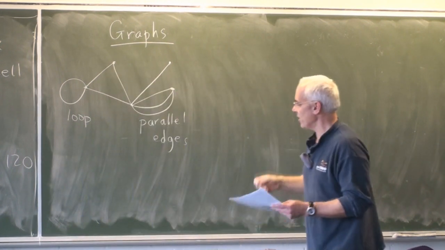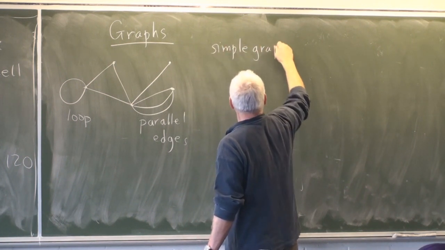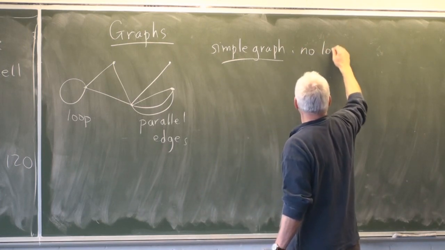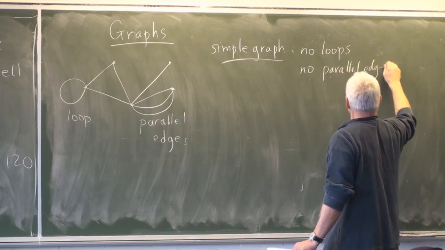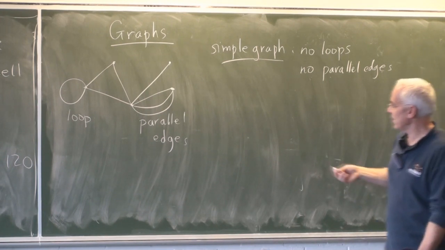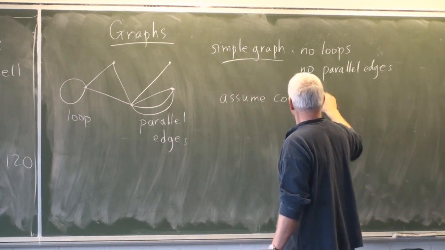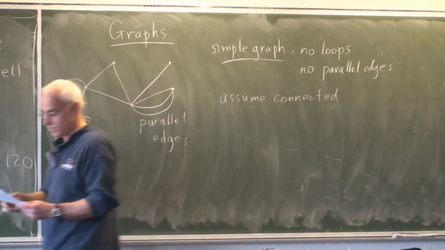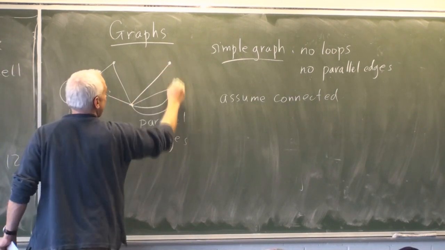Loops and parallel edges are not always what we want to talk about, so a simple graph means no loops and no parallel edges. And often when we say graph, we mean simple graph. Another convention that we often use is we assume the graphs are connected. Okay, there's a graph there. Let's make sure we know what the vertices are.